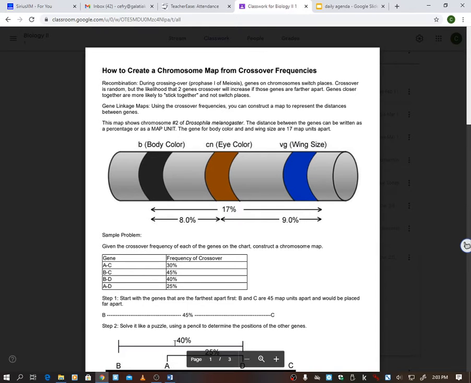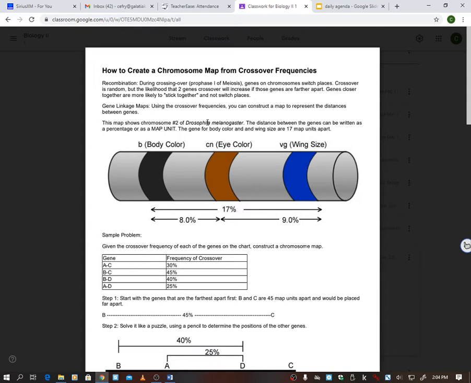Which makes sense. So if I had a chromosome, see if it'll let me, it's not going to let me draw here, anywhere here. But if I had a chromosome and two genes were right beside each other, then those two are more likely to stick together than to be maybe broken apart right at those two genes. All right, so gene linkage maps. Using the crossover frequencies, you can construct a map to represent the distance between genes so you can start to tell where genes are on chromosomes.